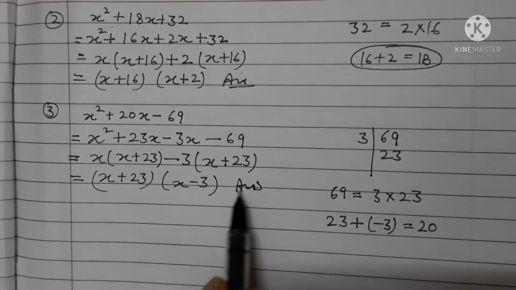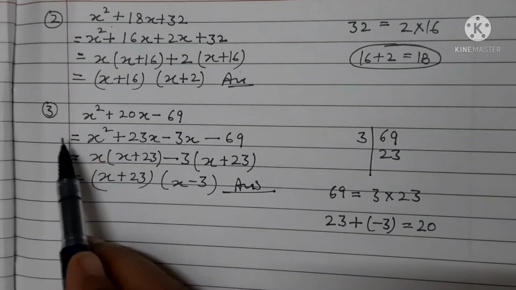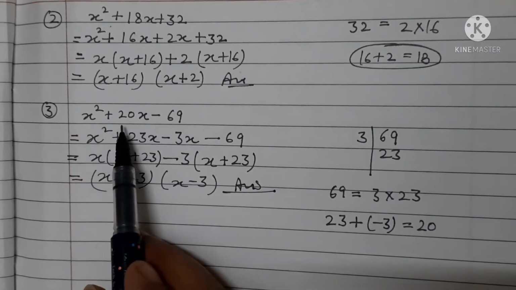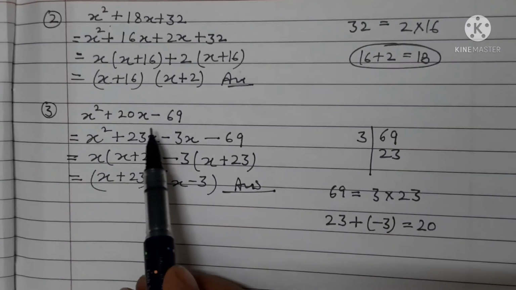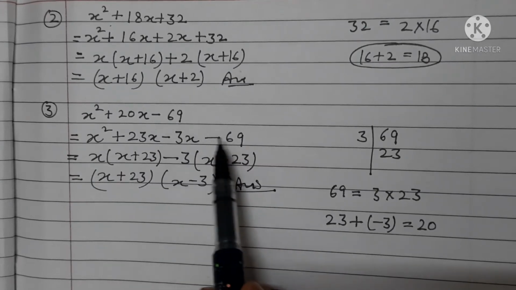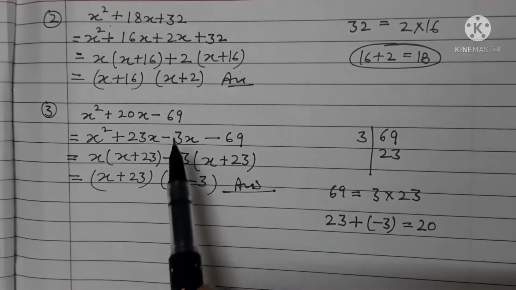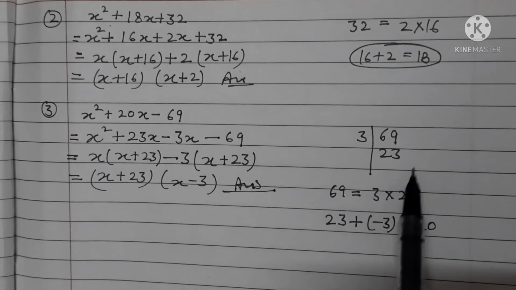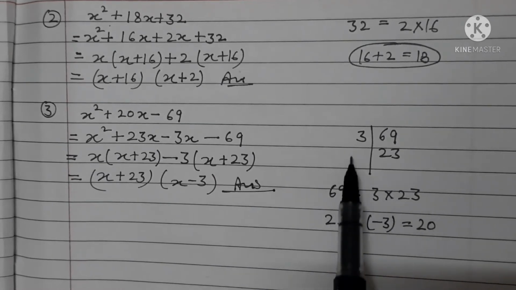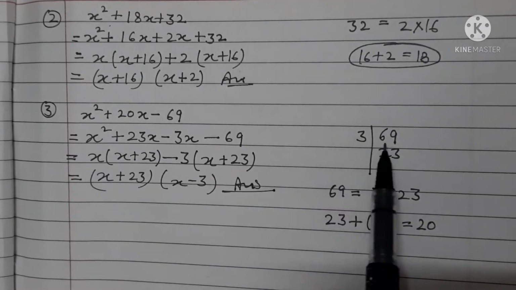Answer. So here in all the questions, no need to write that split 20 as the sum of two numbers whose product is this. No need to write, only write like this. Show the factors as rough work.